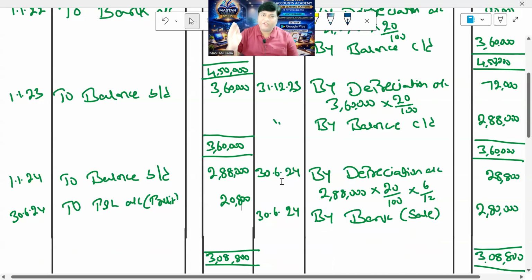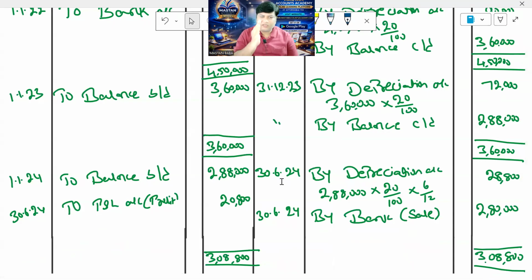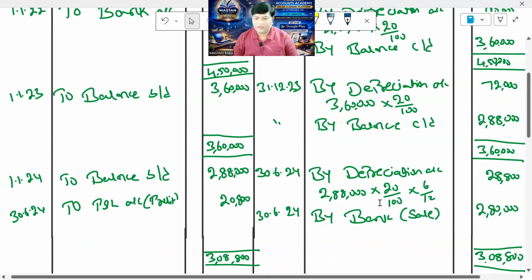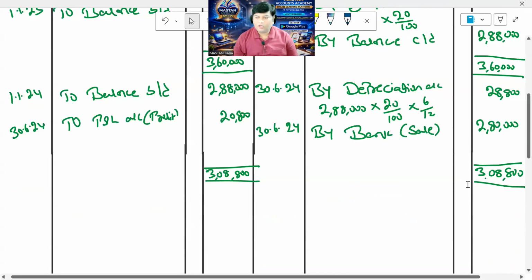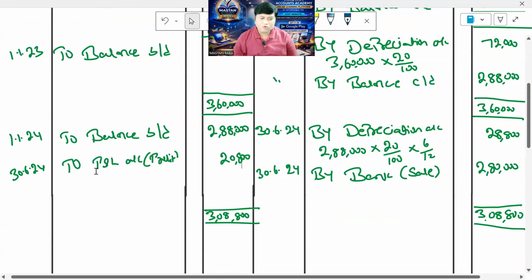In the middle of the year, that is on 30th June 2024, means utilized 6 months. After utilizing the vehicle for 6 months, it has been sold. So 2,88,000 into 20 by 100 into 6 by 12 will get 28,800. What I did, simply I wrote by bank sale value. Debit total is 2,88,000, whereas credit total is 3,08,800. So obviously credit is more than debit. So I wrote the credit value on both sides, 3,08,800. The difference is 20,800, P&L account profit.